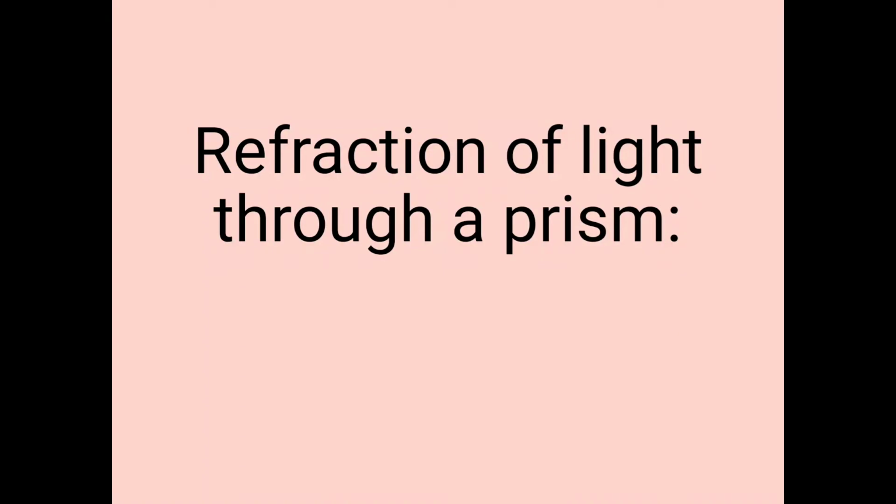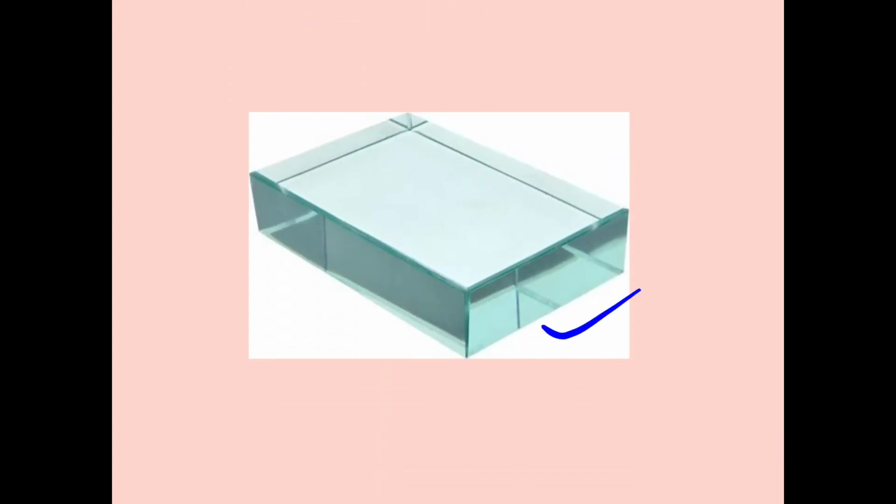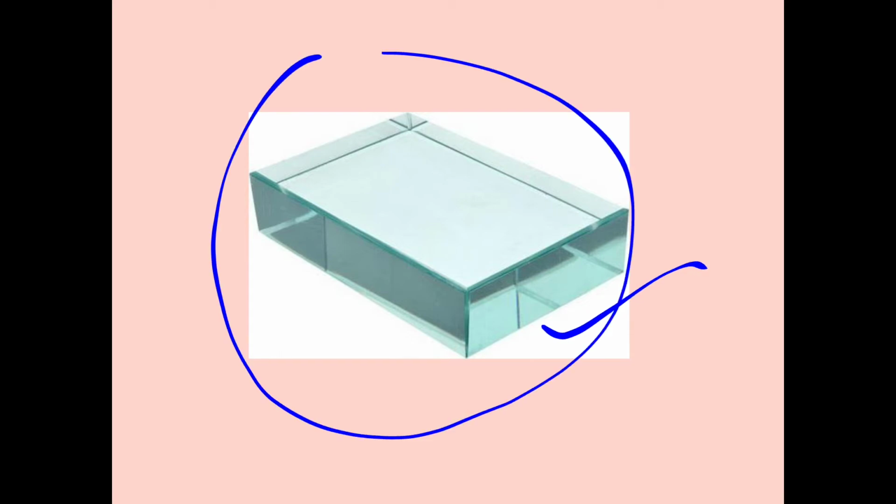Hello students, let's learn how refraction of light takes place through a glass prism. In our previous classes, we have learned how light gets refracted through a rectangular glass slab. As we have seen, our glass slab looks like this, right? We can see here the parallel refracting surfaces in this glass slab, right?